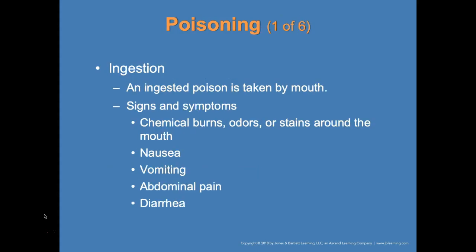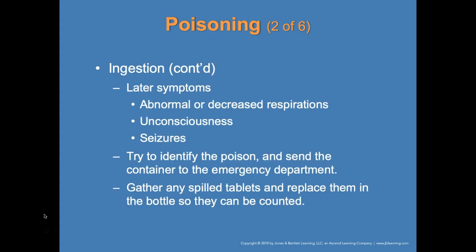Poisonings. Because children have a tendency to stick stuff in their mouths, they can get into poison. Remember that an ingested poison is taken by mouth. Some of the signs and symptoms of poisoning might be chemical burns, odors, stains around the mouth, nausea, vomiting, abdominal pain, and diarrhea. Some later signs would be abnormal decreased respirations, unconsciousness, and seizures. If we can, we want to try and identify the poison, send the container to the emergency department, and gather any spilled tablets and replace them in the bottle so they can be counted.